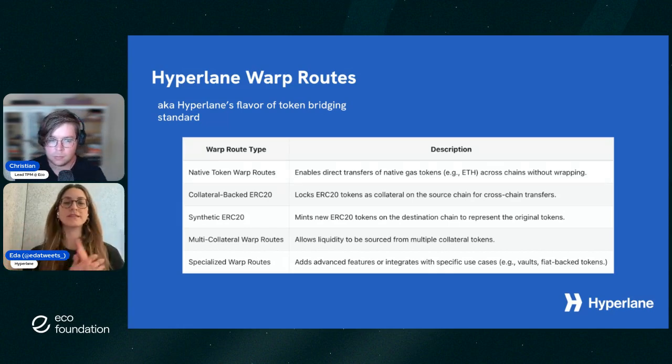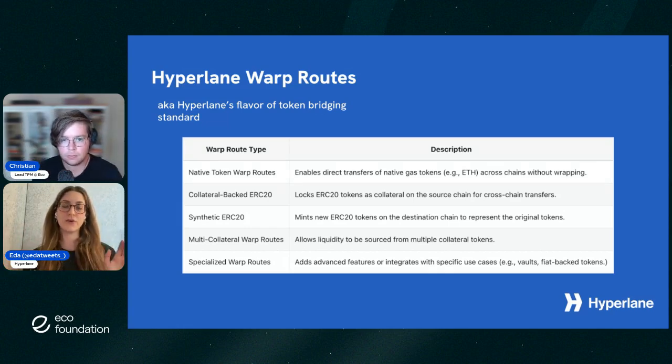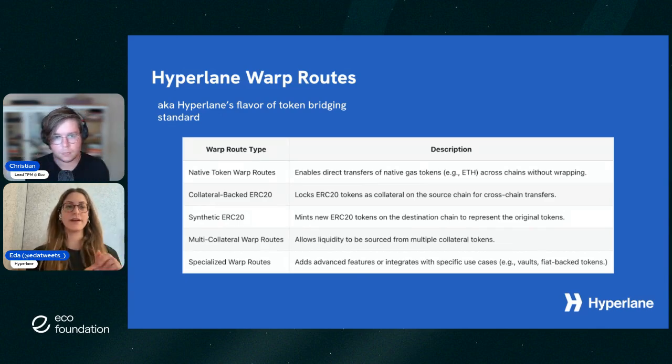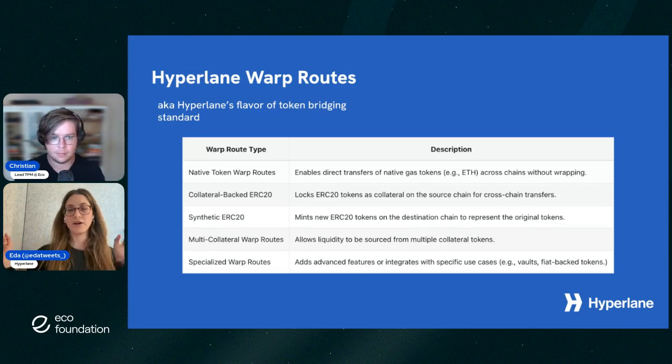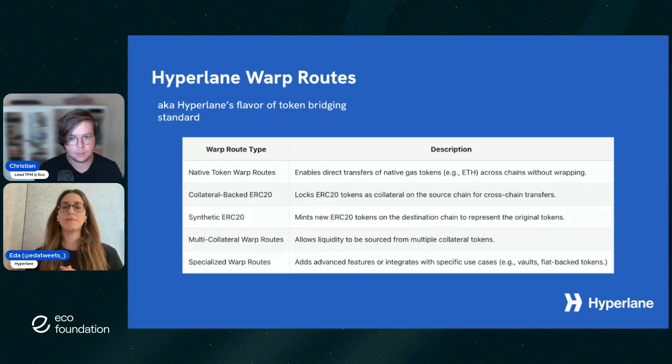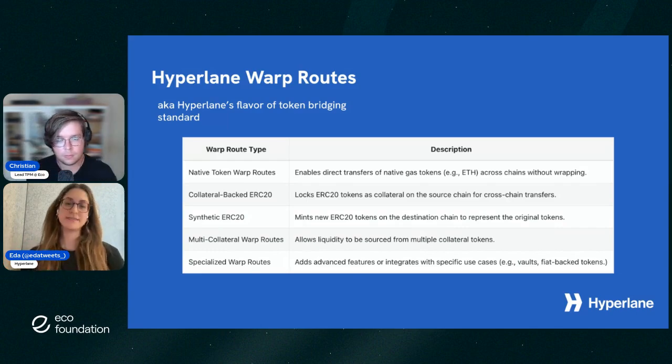So what we will do in this demo is use a token that is already on Base. That will be our collateral token. It's already an ERC20 deployed to Base and used over there, and we want to have that token available on OP Mainnet. So we're going to create a collateral to synthetic route from Base to OP Mainnet.